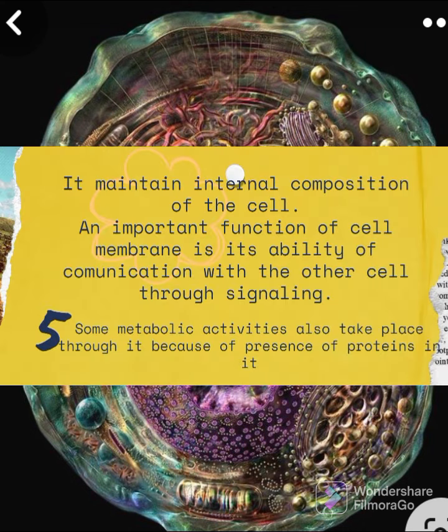The third function is that it maintains the internal composition of the cell. As this layer is present outside of the cell, it will protect the cell from injury from the toxic materials which are passing into the cell. So it will help the cell to maintain its internal composition. Now, some metabolic activities also take place through the cell membrane. It means that some metabolic chemical reactions will also take place through the cell membrane.